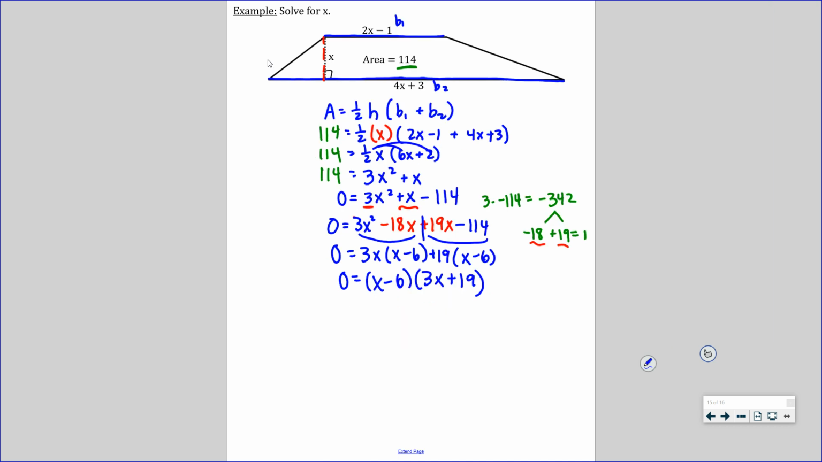Okay, so as I mentioned, this is an equation. I see an equal sign, so I'm not done. I've got to solve. Now that it's fully factored, I can use the zero product property. I end up getting solutions of 6 and negative 19 thirds. Ew.